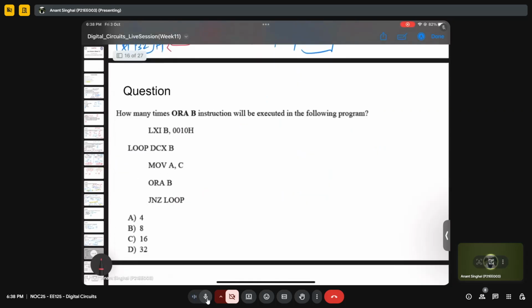So this is now an instruction problem. It says how many times the ORAB instruction will be executed in the following program. This is a program that has been given and it is asking how many times this ORAB will be executed. So maybe you can try it out for 2 minutes and let me know what you think the answer could be, and then I'll also try to solve it. After that, I'll explain each of these instructions and give you the answer also. Till then, you can type your answers in the chat box.